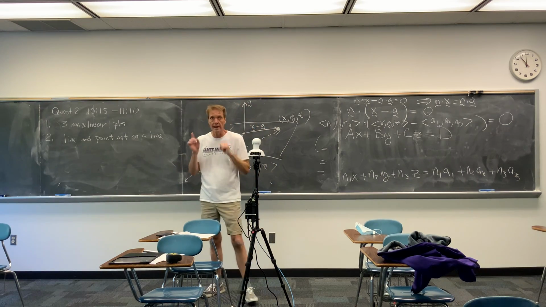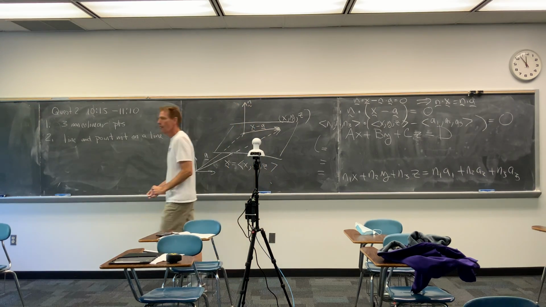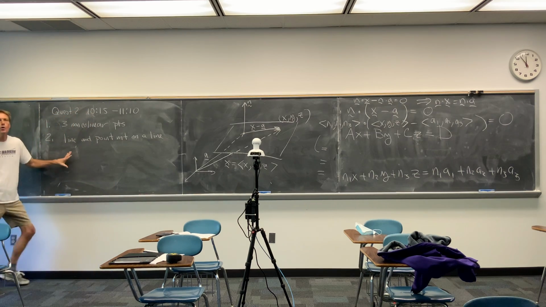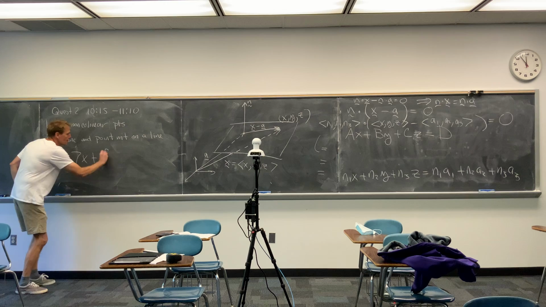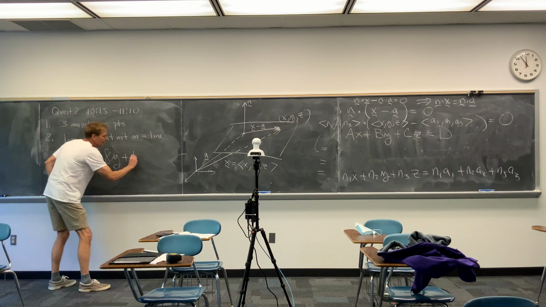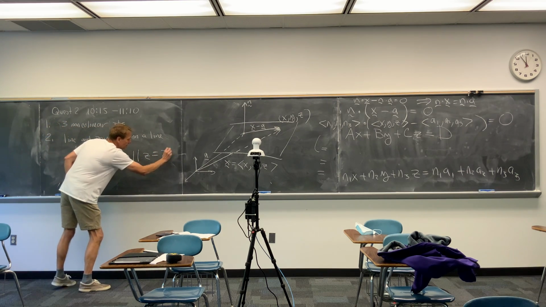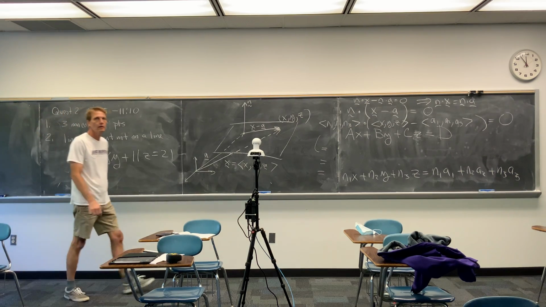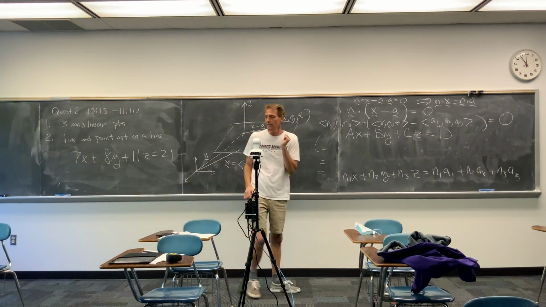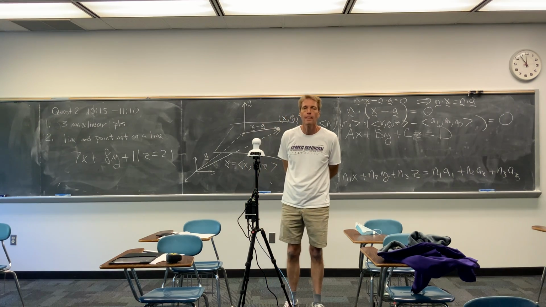Okay, now we're going to end with this. I'm going to give you a Descartes form of the plane: 7x plus 8y plus 11z equals 21.